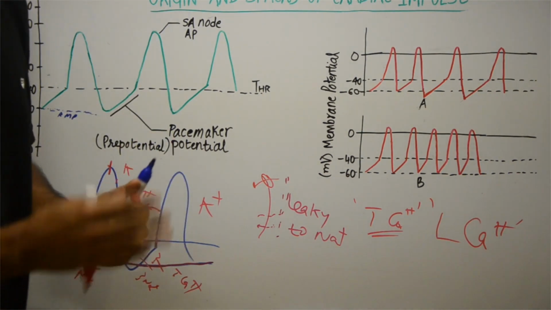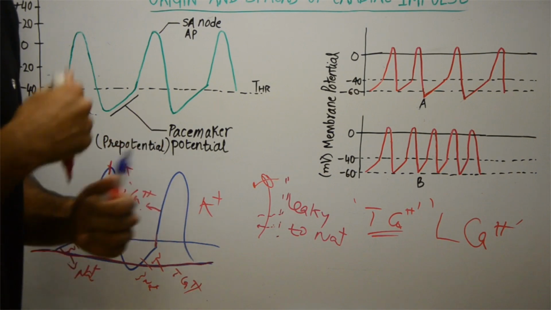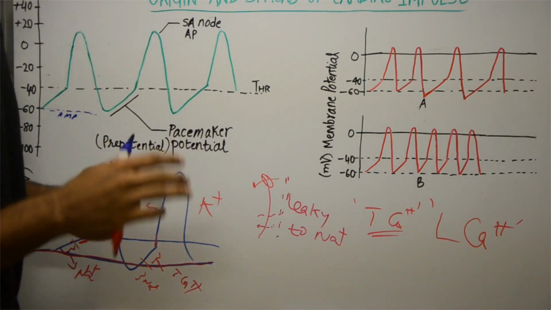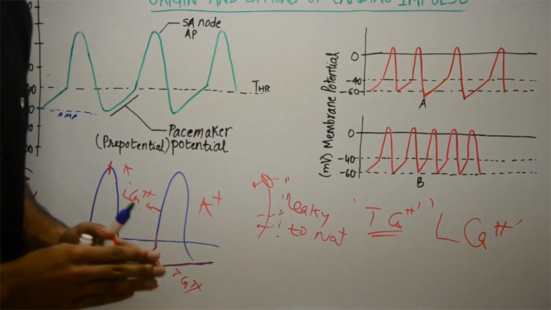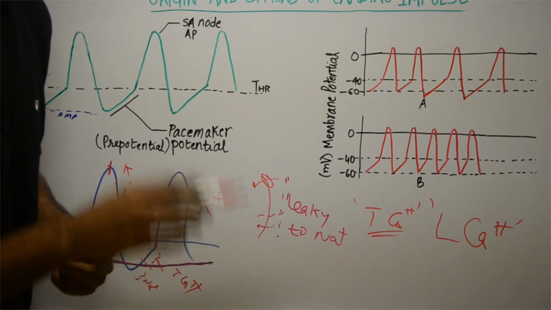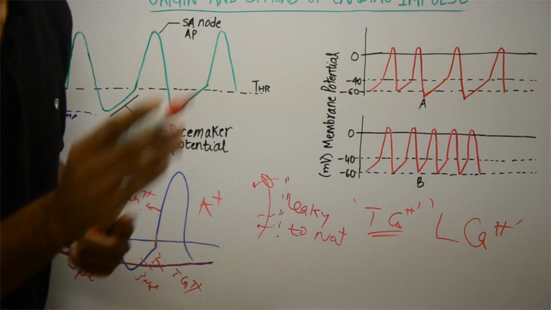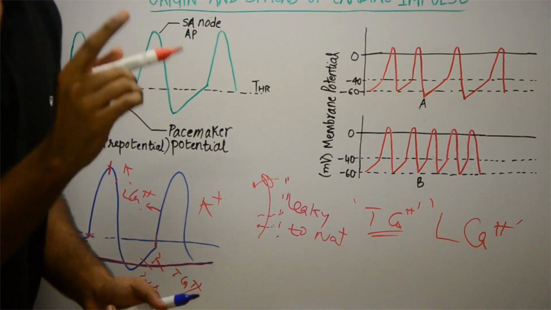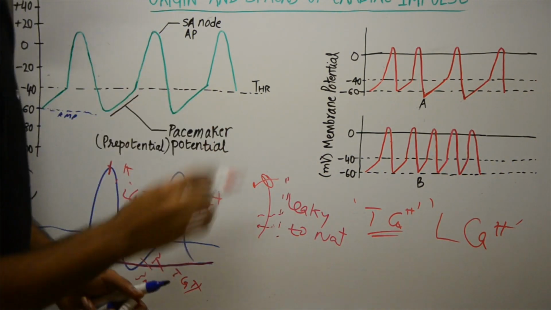Now I've already told you why SA node is the pacemaker, because the rate of generation of impulse is the maximum. I've also told you that the intrinsic heart rate, or the normal rate at which the SA node generates the impulses, is 90 to 120 beats per minute, but the heart rate is not 90 to 120. In fact, it is between 60 to 90. Why? I told you it is because of the action of vagus. Now let's see here.